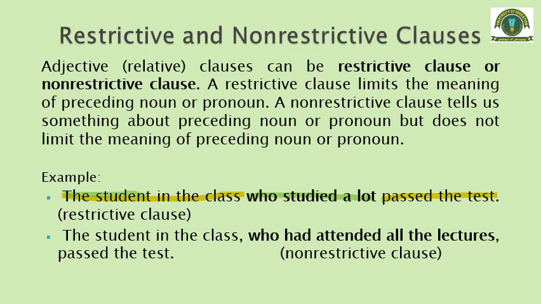It means there is only one student who has studied a lot. There are not multiple students who have passed the test. Only one student has passed the test. Got it? A bit confusing? Let's see an example of a non-restrictive clause. The student in the class who had attended all the lectures passed the test.